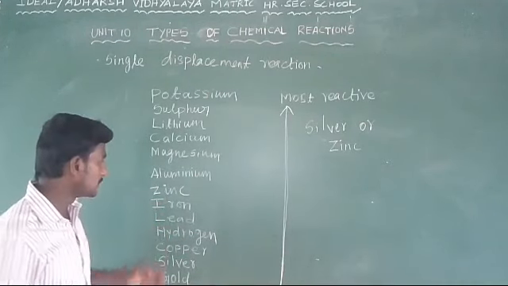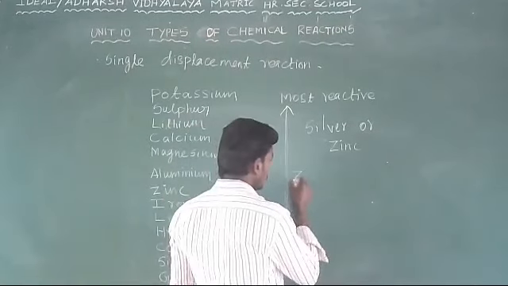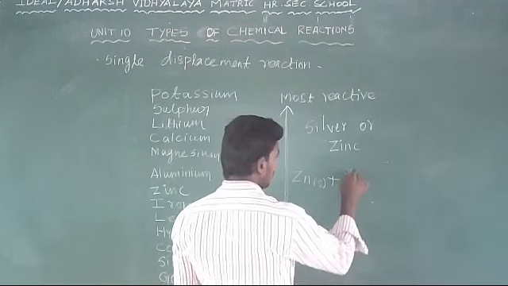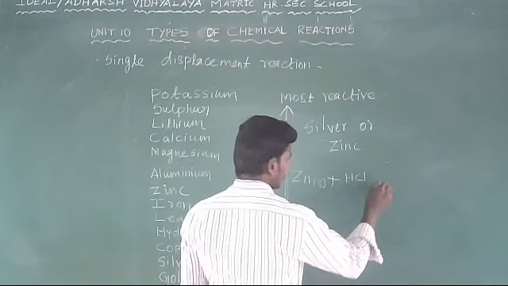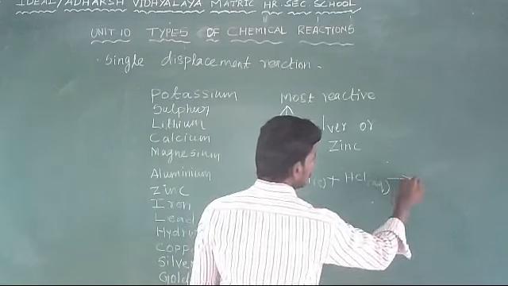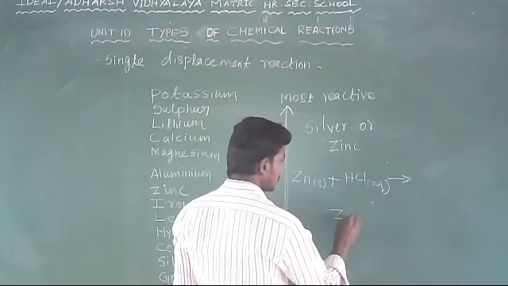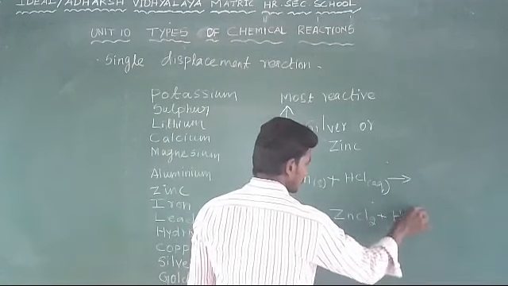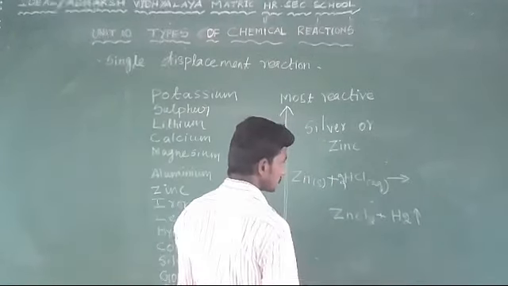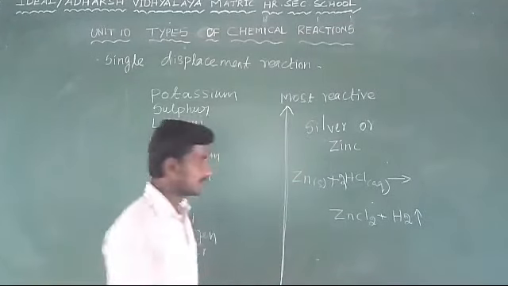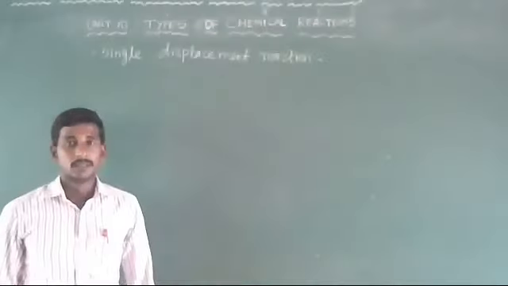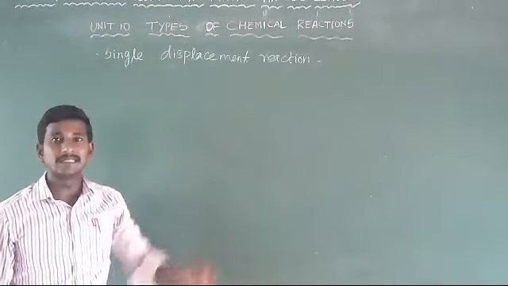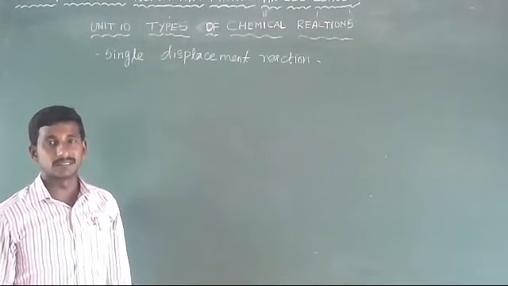So the balanced equation for this is zinc plus hydrochloric acid gives zinc chloride plus hydrogen gas. To know more about single displacement reactions, let us discuss some reactions.